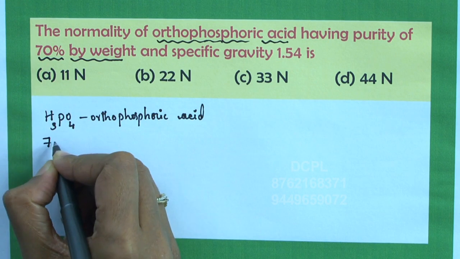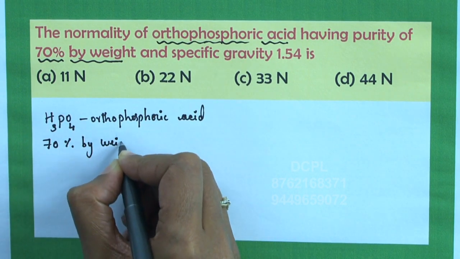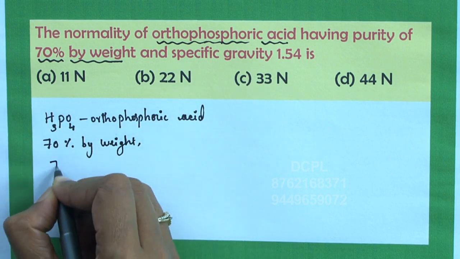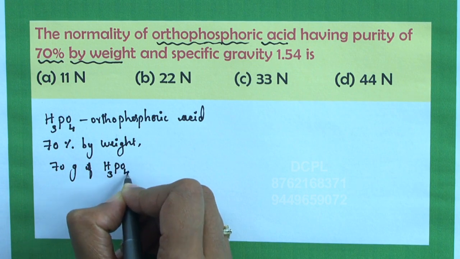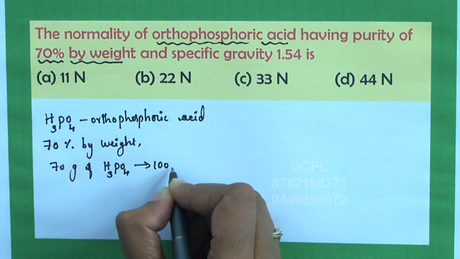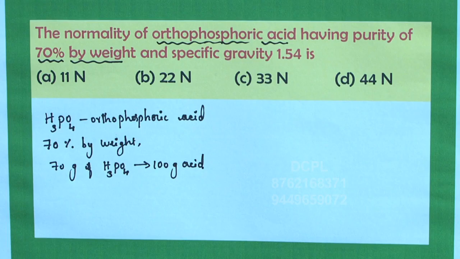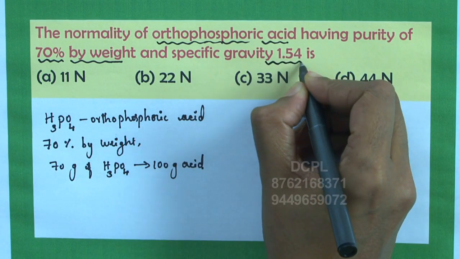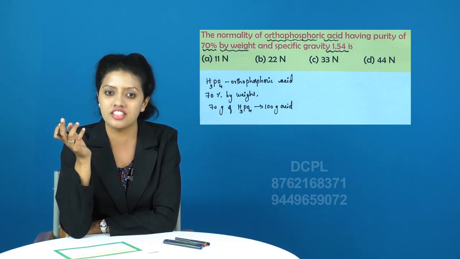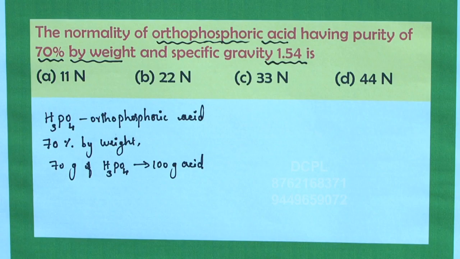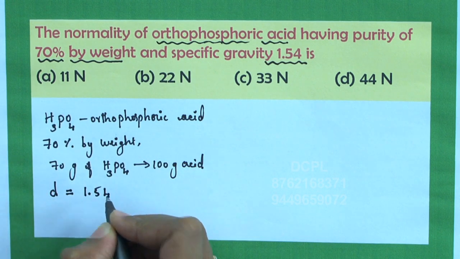So the next data is 70% by weight. It means that 70 gram of orthophosphoric acid is present in 100 gram of acid. And the specific gravity is 1.54. Specific gravity is nothing but the other name of density. Therefore, we have density as 1.54.